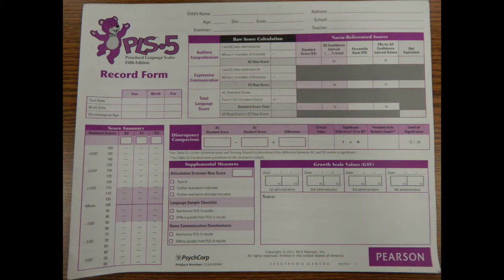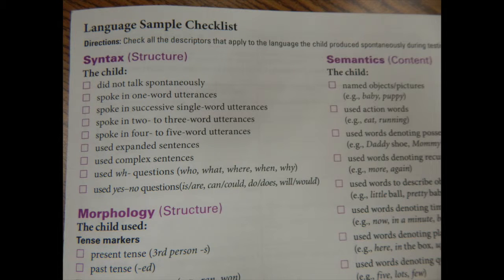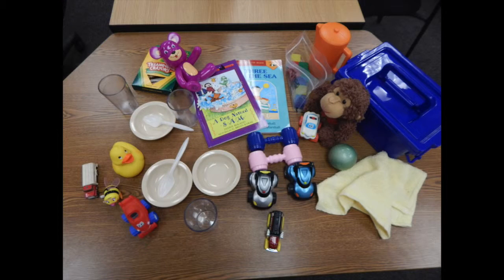The record form contains abbreviated directions for administering, recording, and scoring test items. It also includes the articulation screener, language sample checklist, and the PLS-5 profile. Some PLS-5 items require the use of specific objects and toys. You may provide your own manipulatives or purchase the PLS-5 manipulatives.